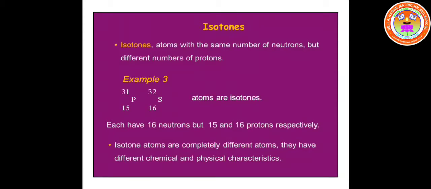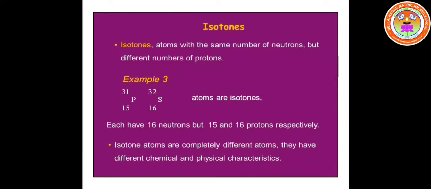Consider phosphorus, its atomic number is 15. For sulfur, the atomic number is 16. The mass number of phosphorus is 31 and that of sulfur is 32. Okay, children. Now, from this example, we observe that these two are different elements. One is phosphorus, the other is sulfur. And their atomic numbers and mass numbers are different. Now, how to calculate the number of neutrons in these elements?